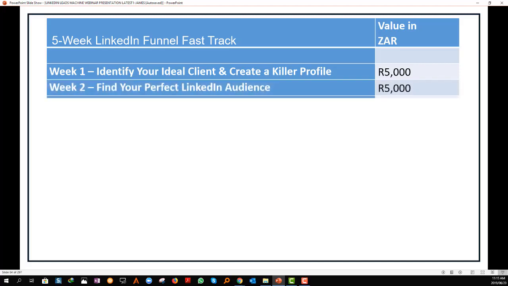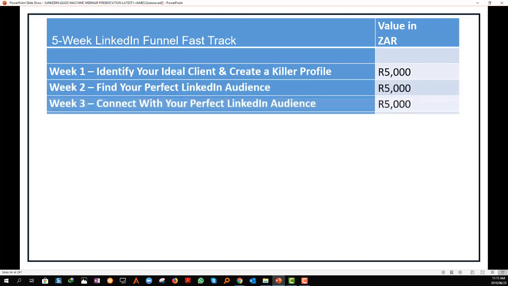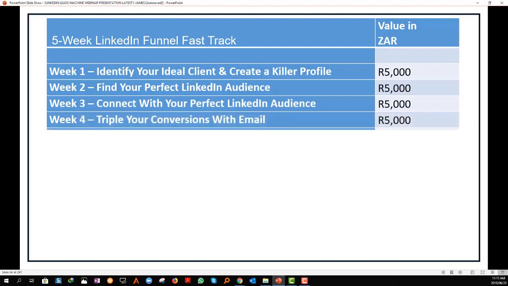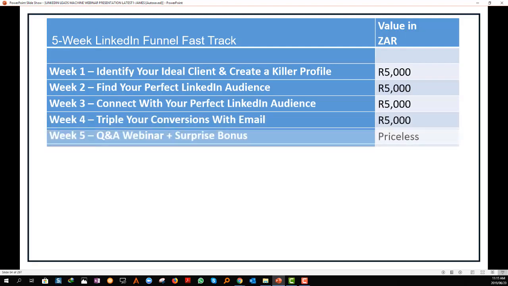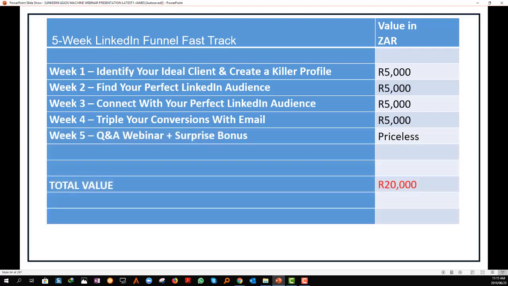Second week, how to find your perfect audience. So now that's very, very LinkedIn specific, so that's also valued at $5,000. Then in the third week we're going to show you how to create your connections and actually how to connect. Then we're going to triple your conversions with email. Okay, this is really important. You're going to use this forever and ever. And then, of course, in week 5, we've got that Q&A webinar and some other bonuses. We've got some other people potentially lined up for you guys. It's really, really exciting. So that's a total value of $20,000.